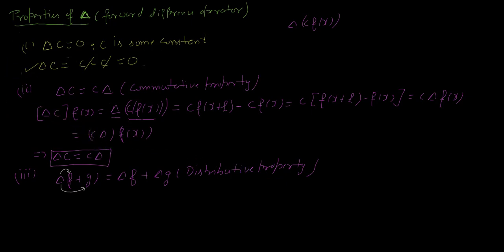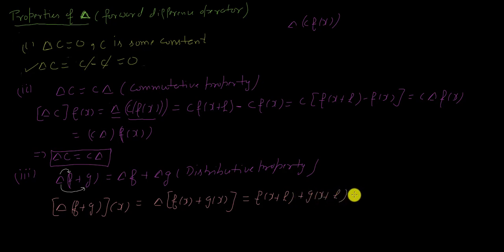Now we will prove this one, and for the same let us take delta of f plus g. Since these are already functions, they need the input argument x. This will be delta of f of x plus g of x. Done. So now apply the definition of delta. It states that this will be f of x plus h plus g of x plus h minus f of x plus g of x.